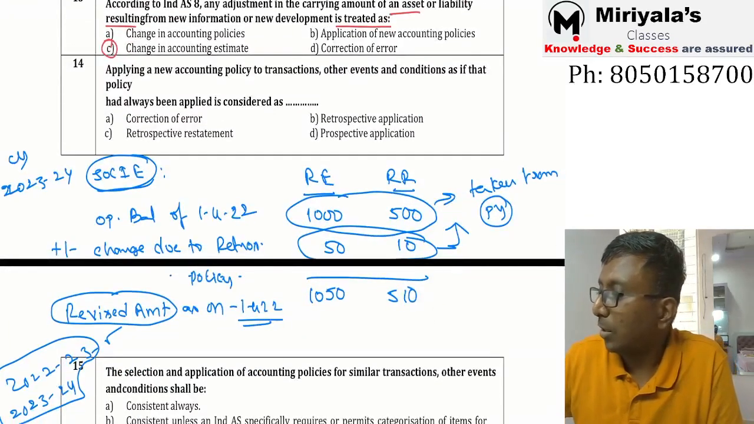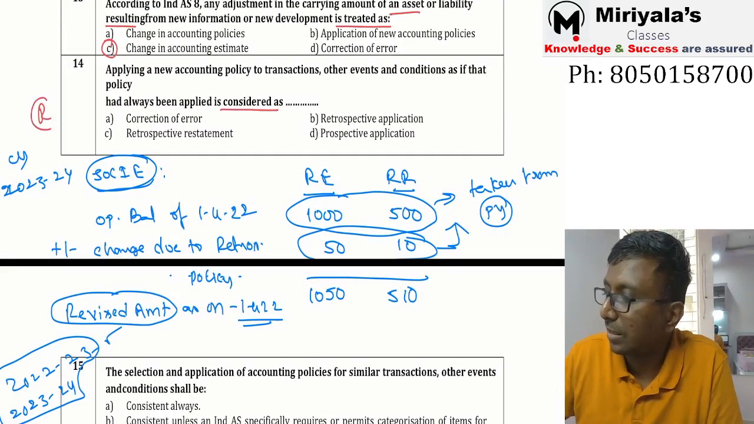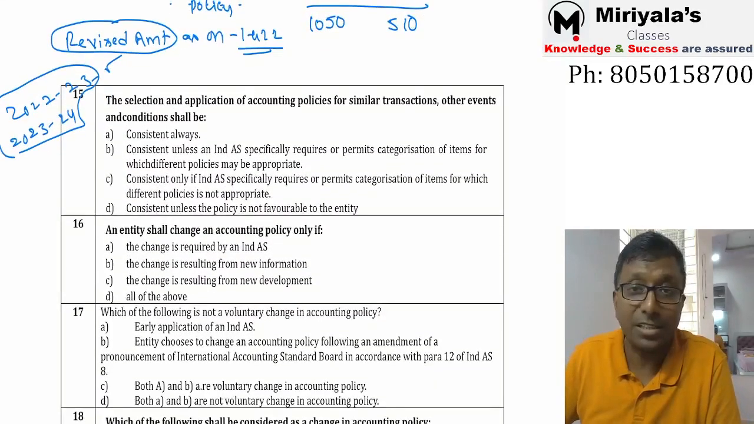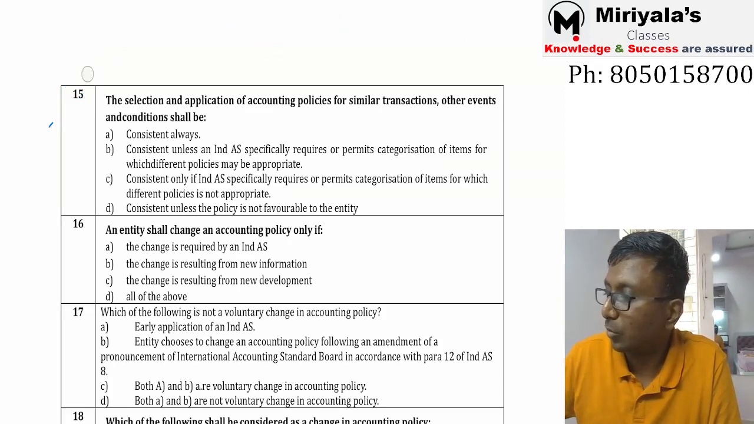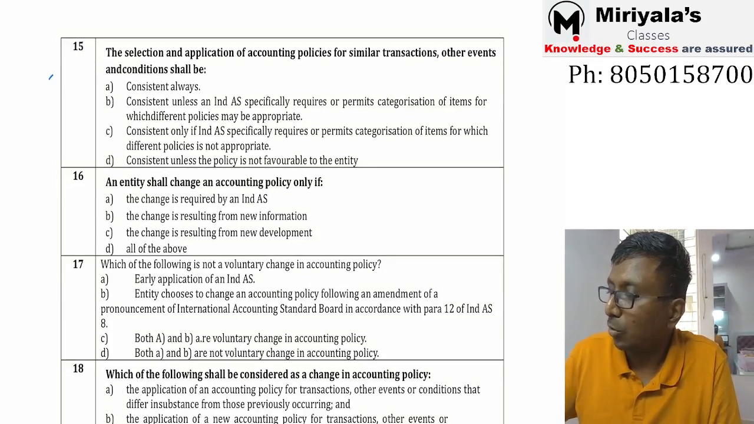Applying a new accounting policy to the transactions and other events as if that policy had always been applied is considered as. This is already repeated. Correct. Now, isn't it retrospective application, my dear? Yes, retrospective application, not restatement. It is retrospective application. I will erase this. Go with the 15th one.